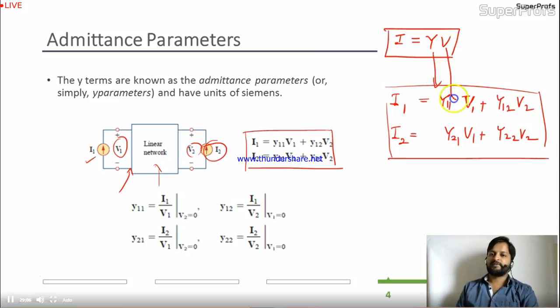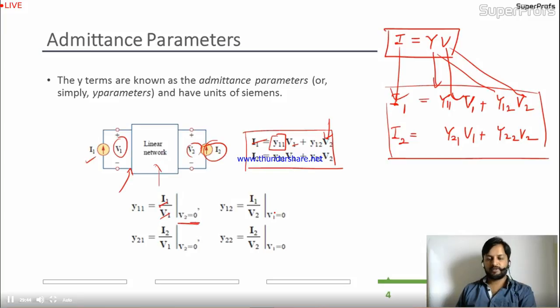We have seen the equation will be in the format of Y V. Here are the Y terms, these are the V terms, and here are the I terms. Now suppose your task is to calculate Y11. What you will do is turn off V2 first, so V2 should be 0. Once you turn off V2, we are getting Y11, which is nothing but I1 by V1. Similarly, you can calculate all four terms: Y11, Y12, Y21 and Y22.